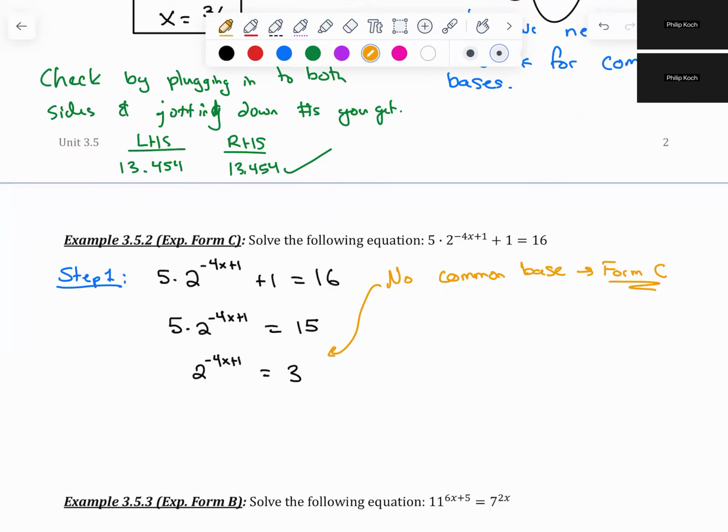Because it's an exponential function equals a number. It's b to the something equals a number, not b to the something equals b to the something else with x's and stuff. So you could apply natural log, but it's actually faster to do it this way.